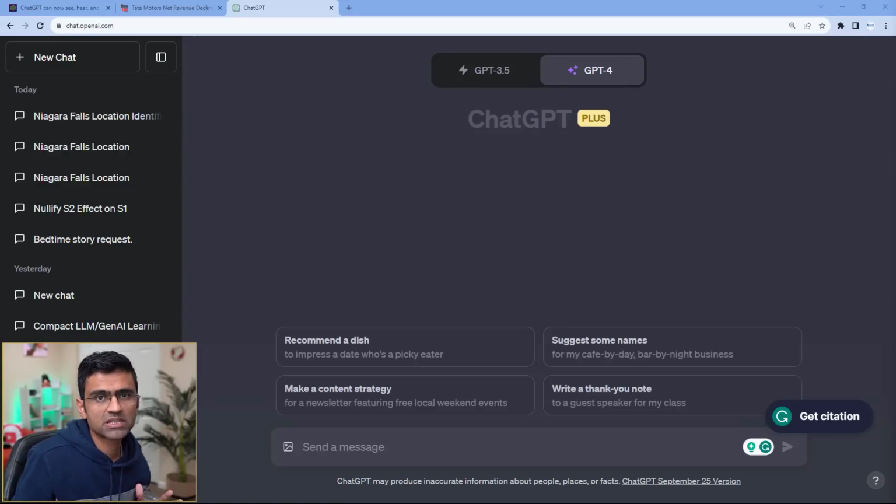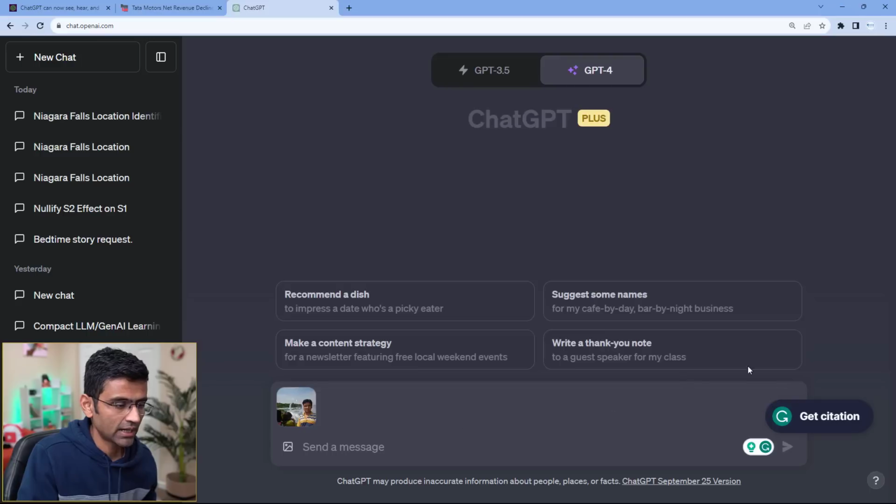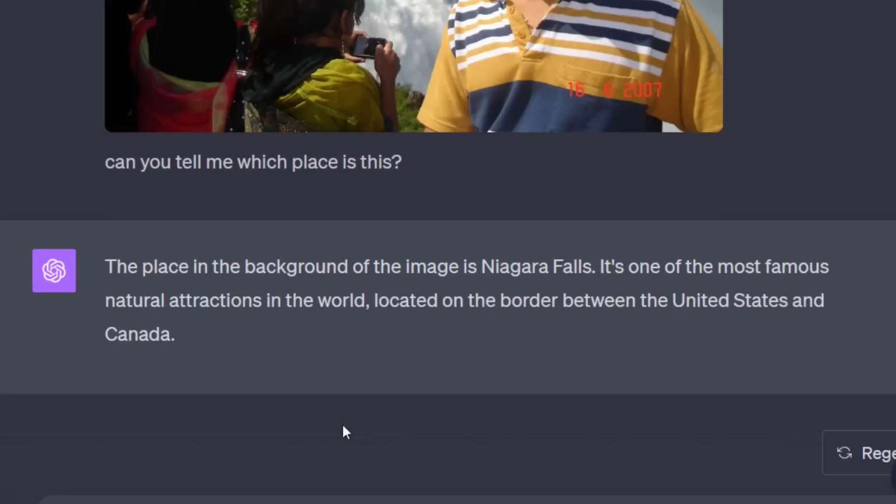I'm thoroughly impressed by the new support that OpenAI has released for images and audio in ChatGPT. As you can see, I now see an icon where you can attach images. I have this particular picture of my Niagara Falls visit, so I'm going to attach that. And I will ask my first question, which is, can you tell me which place is this? And it immediately figures out it is Niagara Falls.